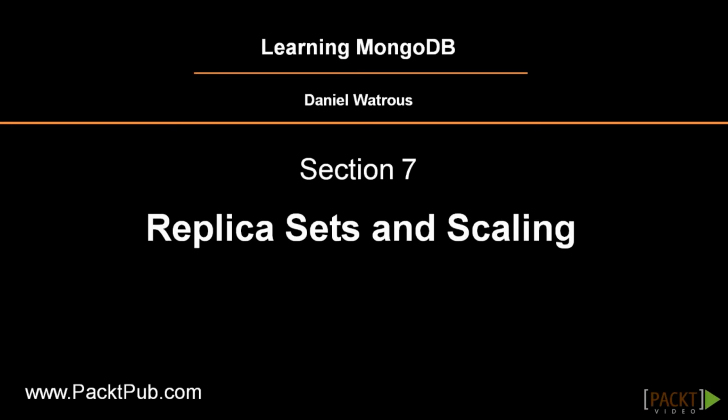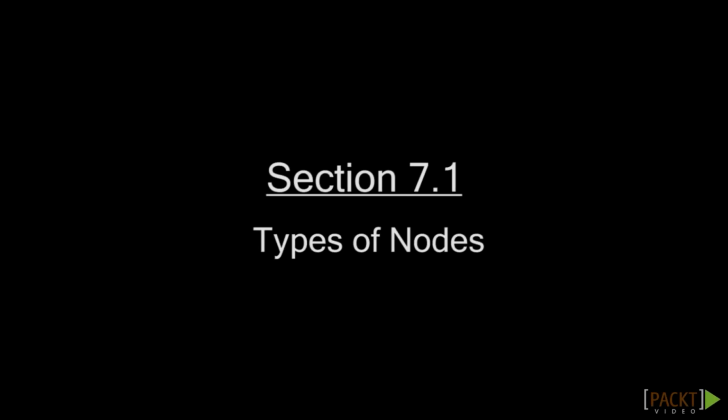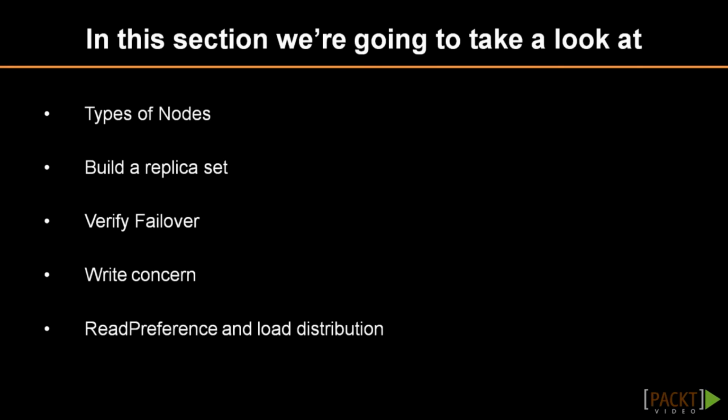In this section, we cover replica sets to achieve reliable and high-performance deployments. Replica sets are made up of various node types. After reviewing these node types, a replica set will be built and then failover verified. Write concern, which allows levels of data consistency, is then discussed, followed by read preference and how load can be distributed across nodes in a replica set. This video focuses on a discussion of node types.